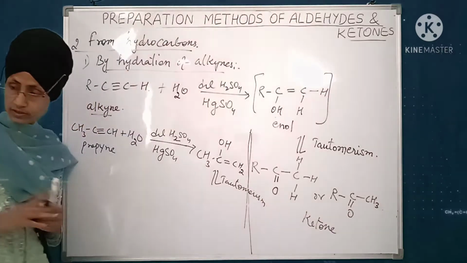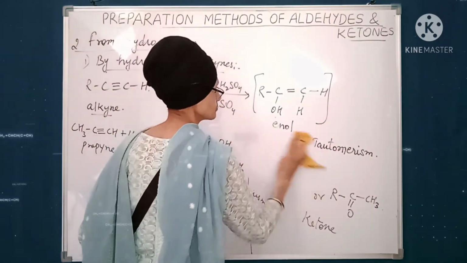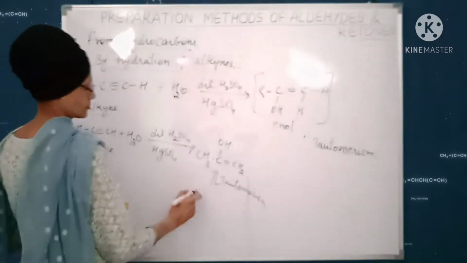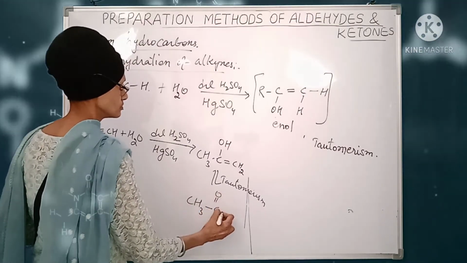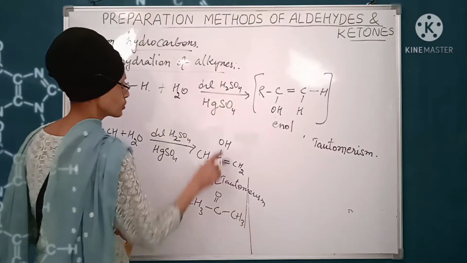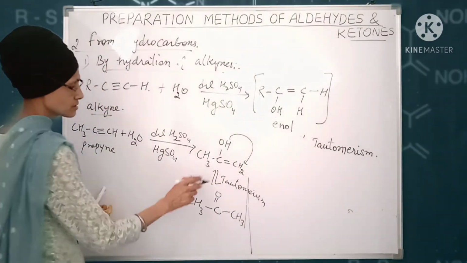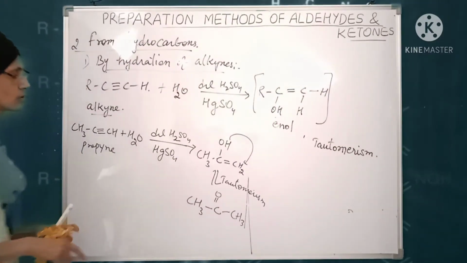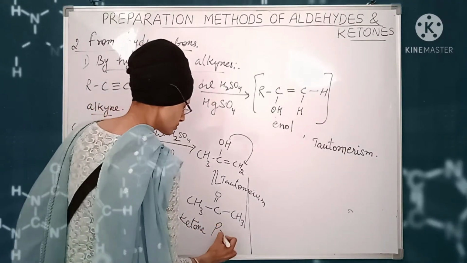I am going to erase this to avoid confusion. It will change into a ketone. The proton shifts from here to here, right? Both the isomers are in equilibrium with each other, that is why it is called tautomerism. It is a ketone, the name being propanone.